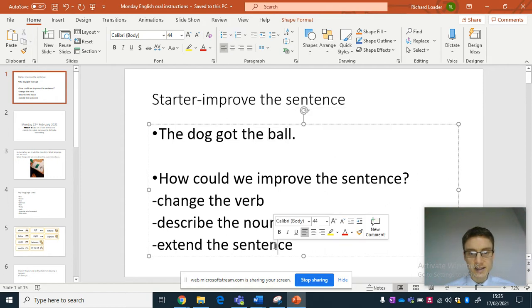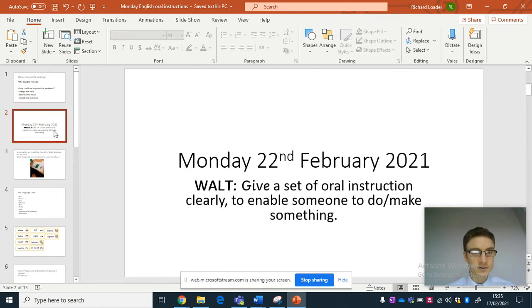Okay, and we could extend the sentence by using conjunctions. Maybe something like because or and or then. Okay, so see what you can do, see if you can improve that sentence. So you might want to pause the video to do that.